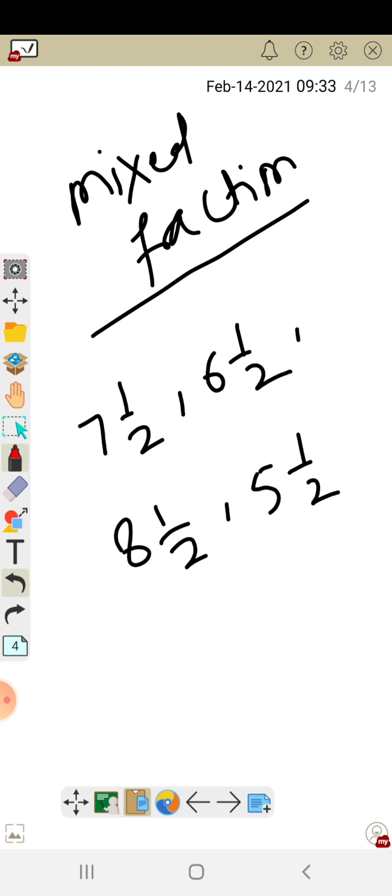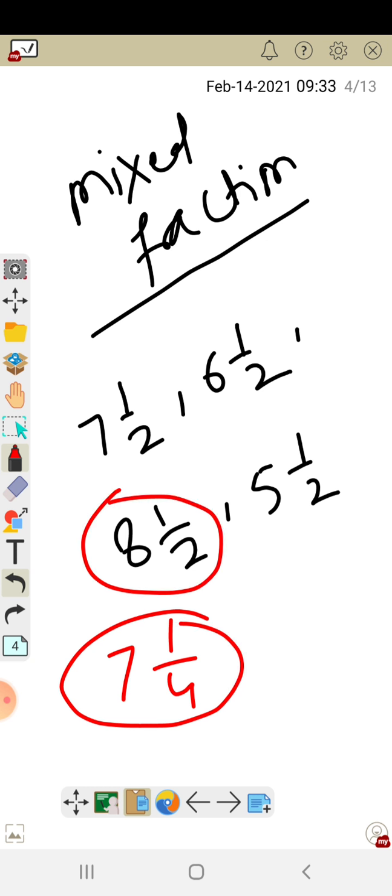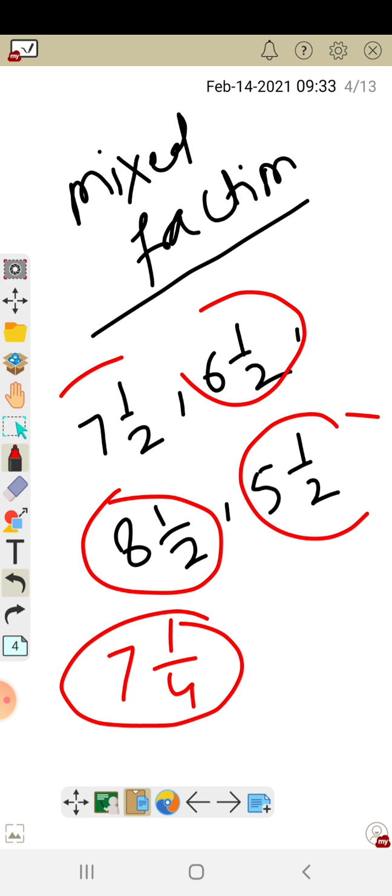Come to the next, mixed fraction. We all know about mixed fractions: 7 and 1 by 4, and similar ones. These are all known as mixed fractions. You can also write it as 7 plus 1 by 4.